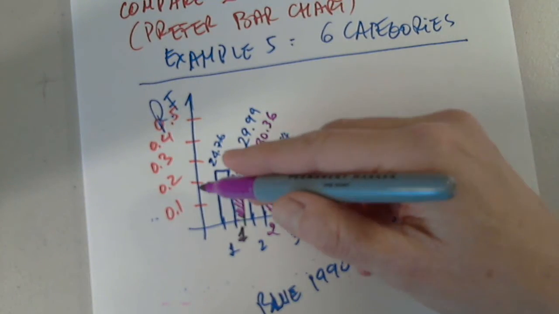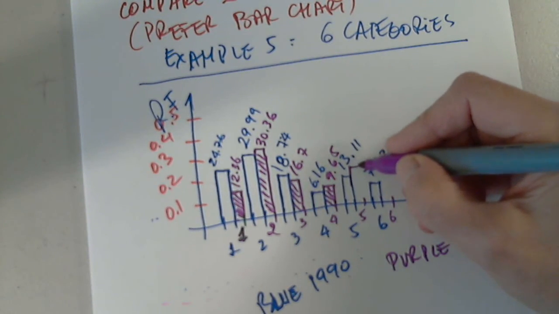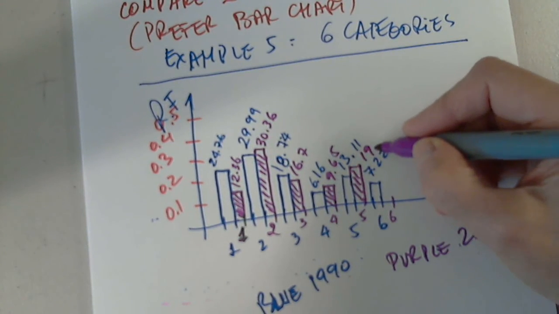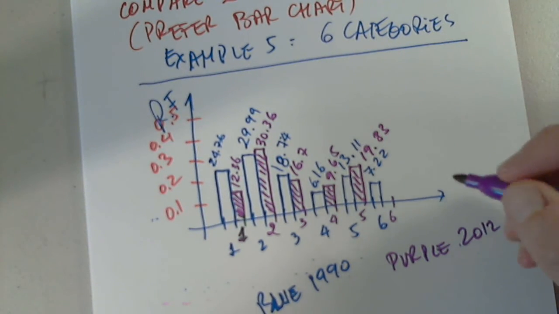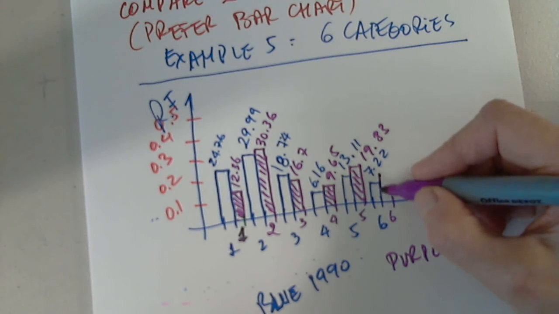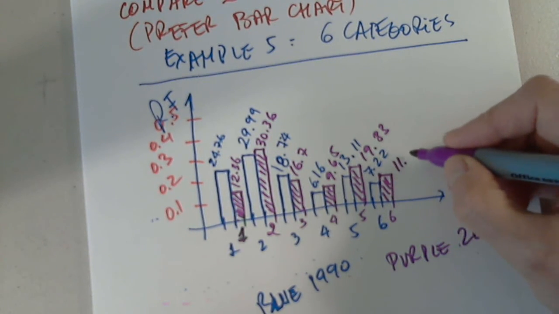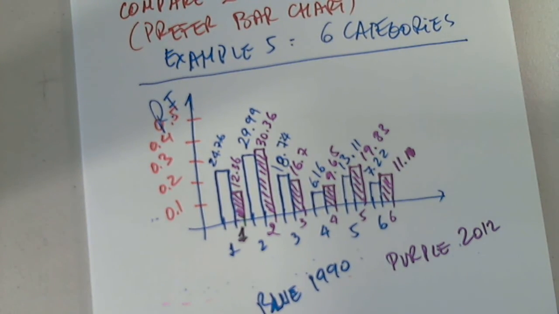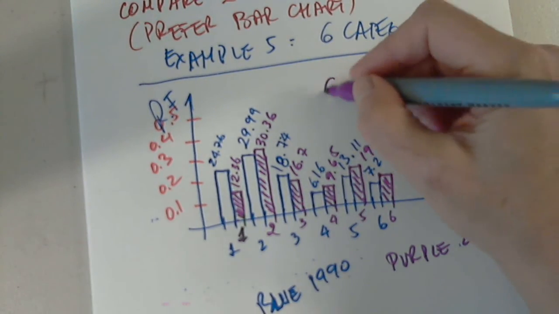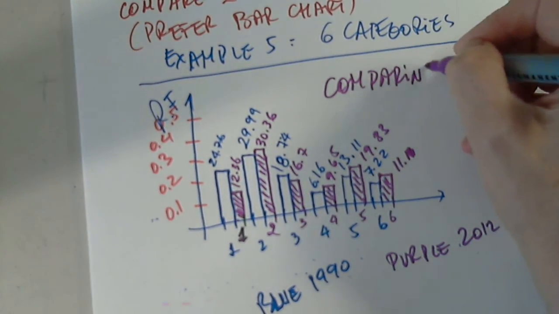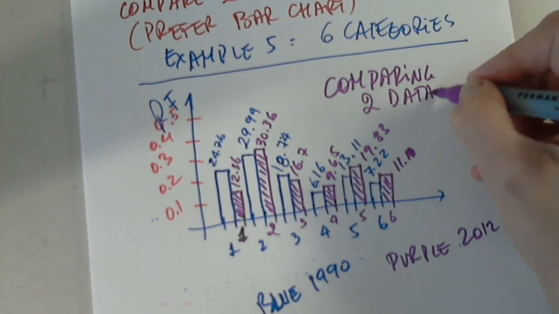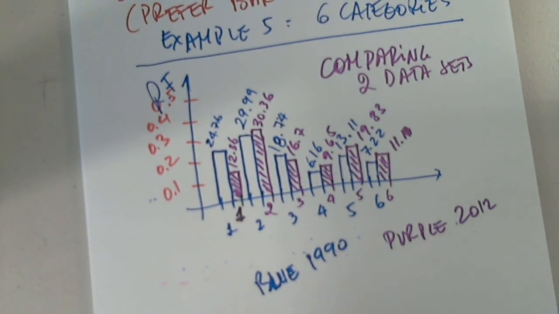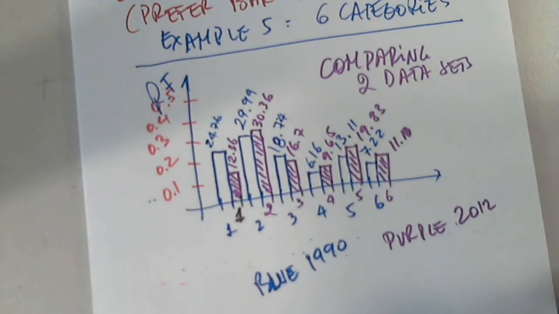And 0.19, so 19%, 19.83. And finally 11%, 11.11. Okay. So this is for comparing data. Comparing two data sets. Of course, we can compare more than just two data sets. We can compare more, but for now we have two by comparison.